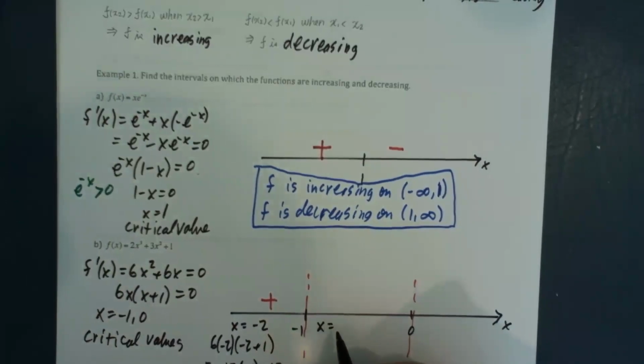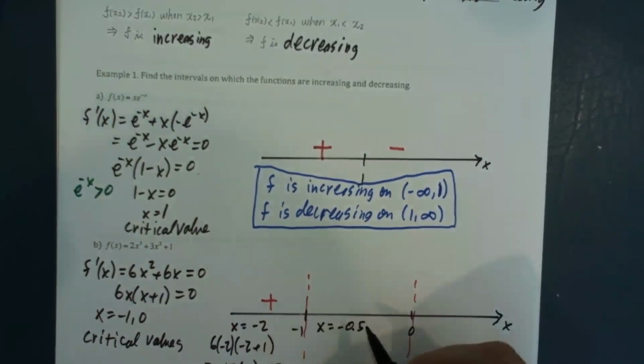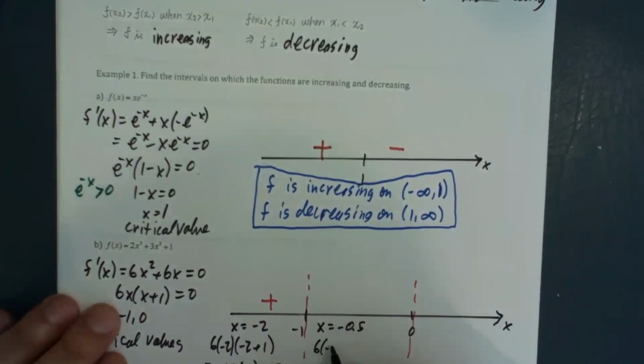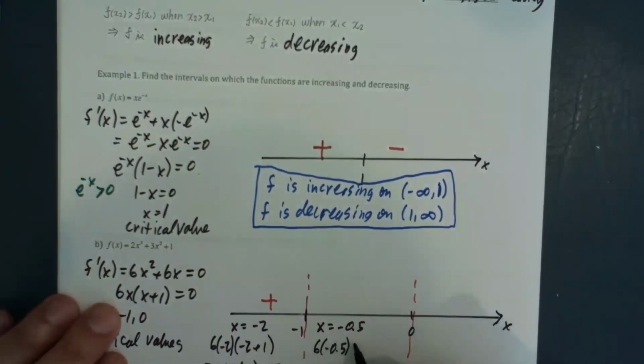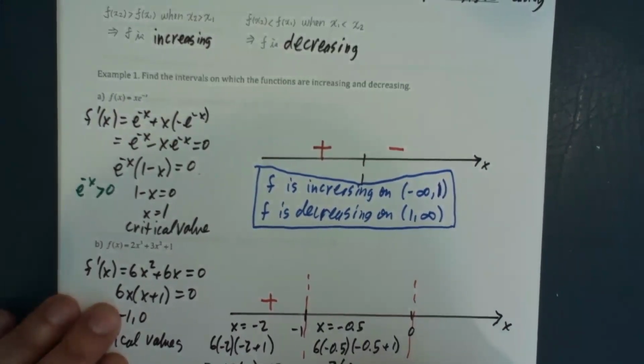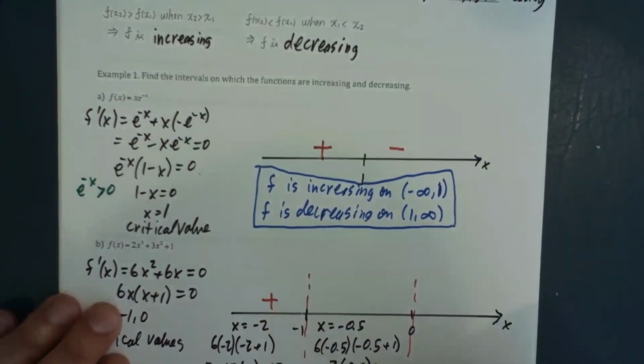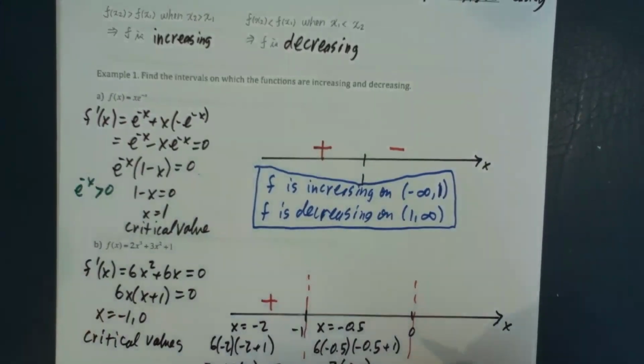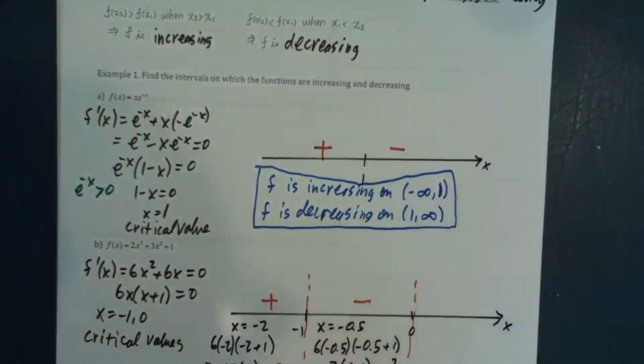We'll pick a value between -1 and 0. Let's pick x equals -1/2. And that's going to give me a -3. That's going to give me a +1/2. So that's going to give me -3/2. Now, I don't care what the number is. The point is, it's a negative value, meaning it's decreasing from -1 to 0.